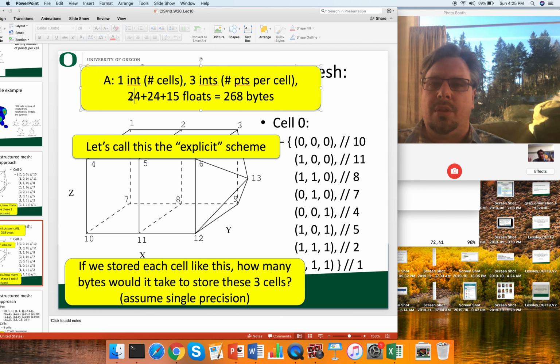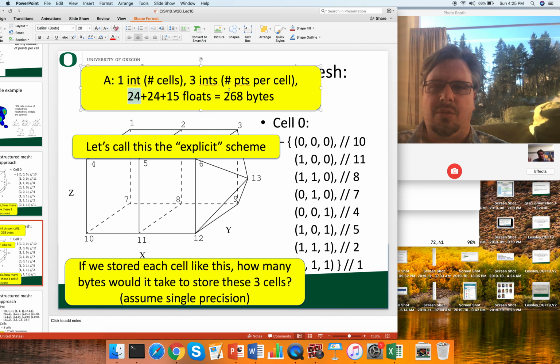I think the reason the answer is 268 is I did perfectly fine calculating that there was 24 for cell 0, but there's also 24 for cell 1 and then 15 for cell 2. And I think that I said 196, but I should have said 96 because 24 times 4 is 96. I saw this big number and somehow my brain was trying to get to a big number.